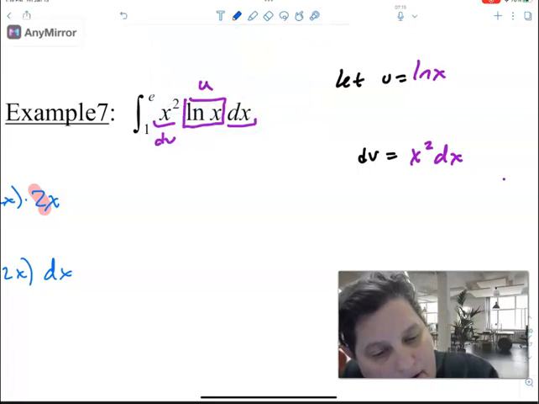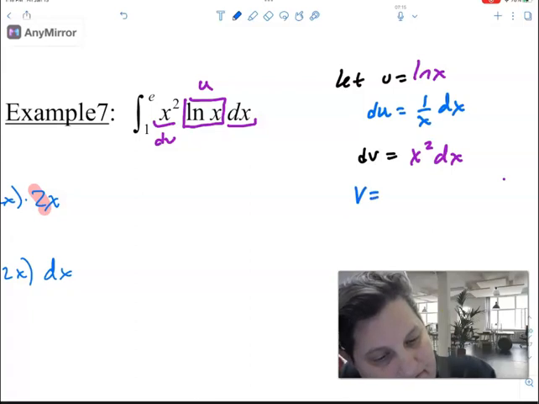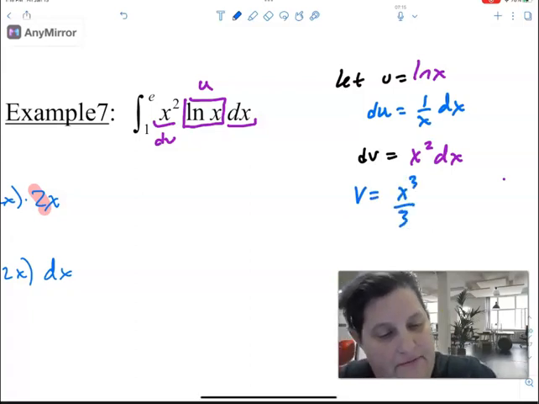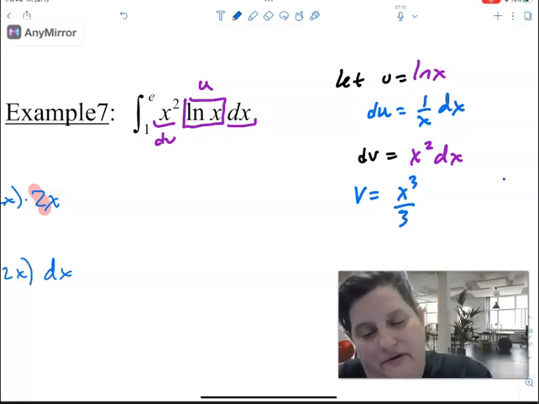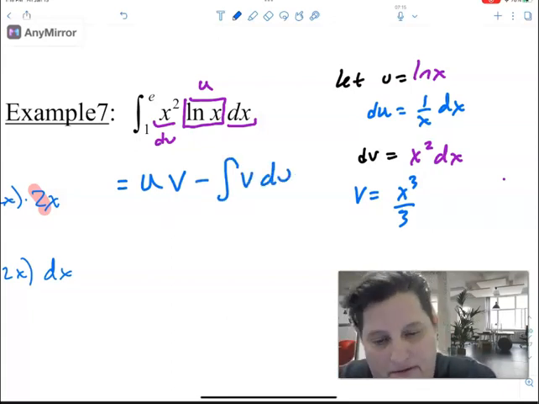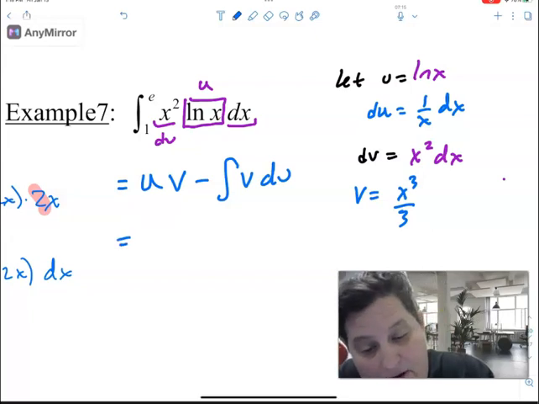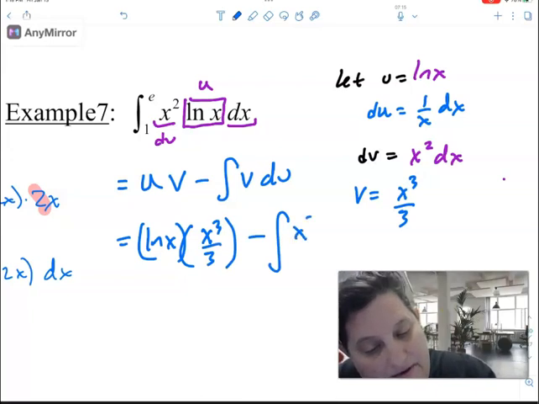All right, du is 1 over x dx, v is x to the third over 3. Okay? Let's see what happens. So the integral of u dv is going to equal ultraviolet voodoo. Are you guys enjoying saying that over and over again? Because I am. Okay, u v, ln of x times v, minus the integral of v du.